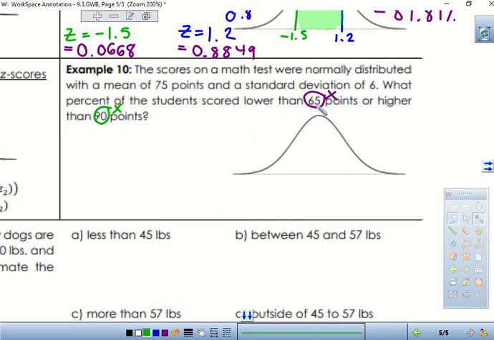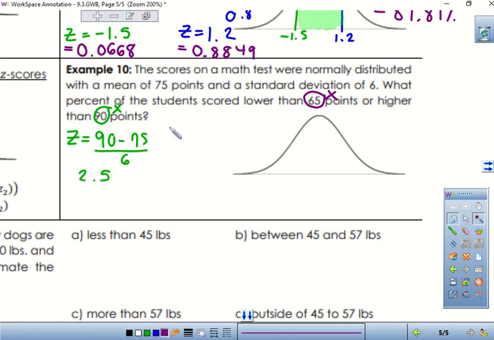So this situation is scored lower than this or higher than this. So it's excluding the middle, actually. So let's calculate our z-scores, and we'll talk about what that means. So z is equal to x minus our mean divided by our standard deviation, and that comes out to be, I'll do it down below because it's running out of room, 2.5.